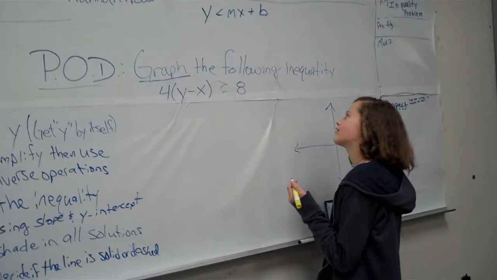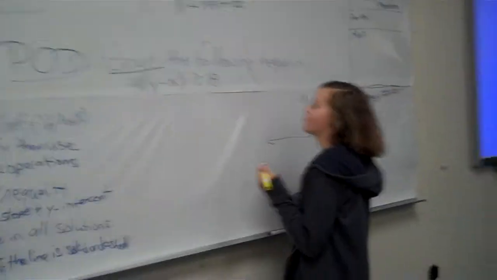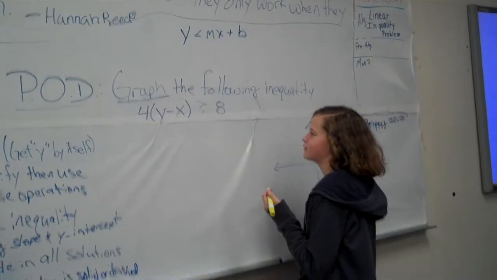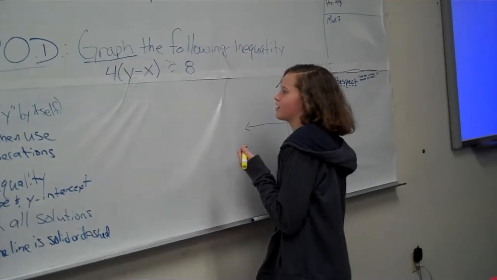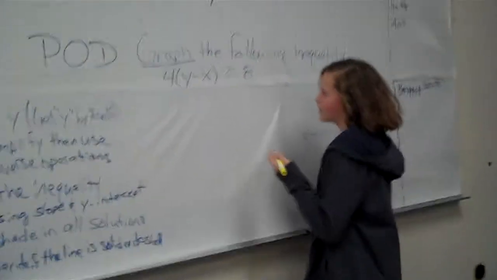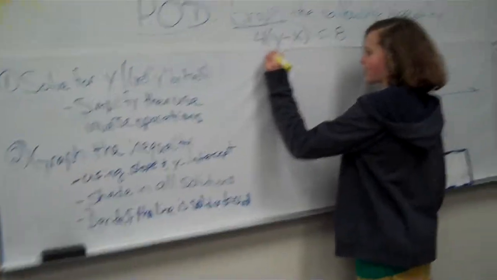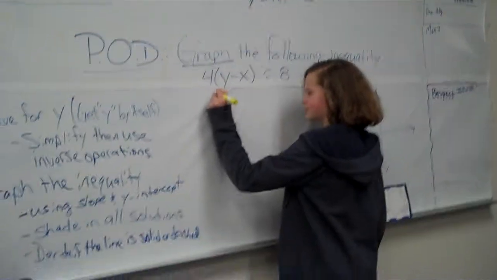Okay, so graph the following inequality: 4(x minus y) is greater than 8. Okay, so I distributed the 4.